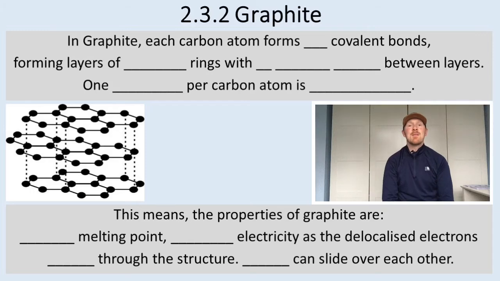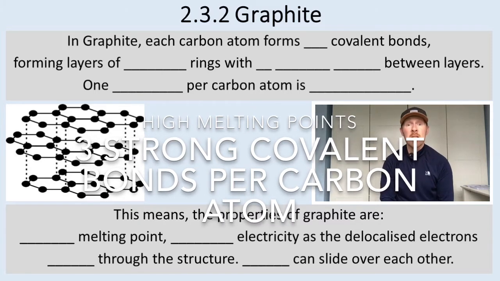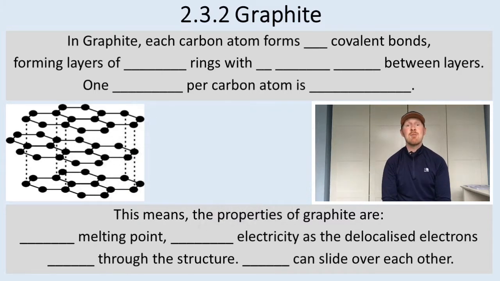This means the properties of graphite are as follows. They have high melting points, just like diamond. Those 3 strong covalent bonds require a large amount of energy to break, so they have a really high melting point.